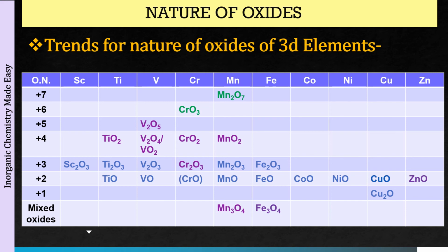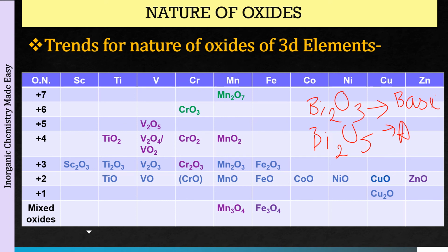Whereas if I ask you about Bi2O3, just let me write it down. Bi2O3 and Bi2O5. This is +3 oxidation state, so this is going to be basic, and this is +5 oxidation state, so this is going to be acidic.